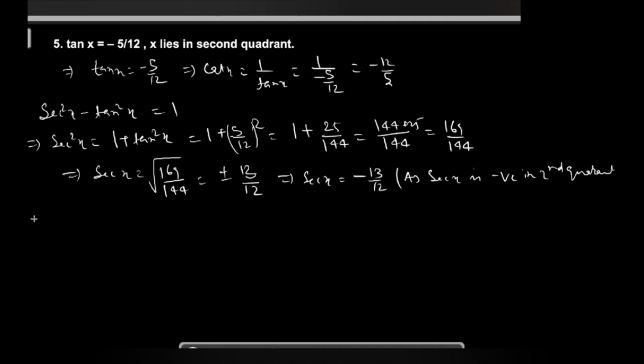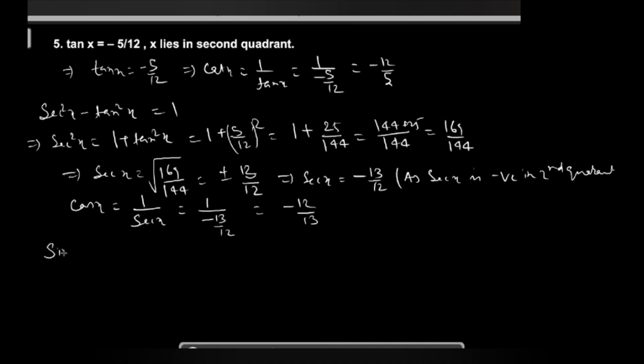Now we got sec x. Can we get cos x out of this? Yes. Cos x is nothing but 1 upon sec x. So we get 1 upon minus 13 by 12, so we will get minus 12 by 13. Alright, so you can see this is the process we are following. Given tan x, we are getting sec x. Given sec x, we are getting cos x. Given cos x, we are getting sin x, because we know some of the trigonometric identities.